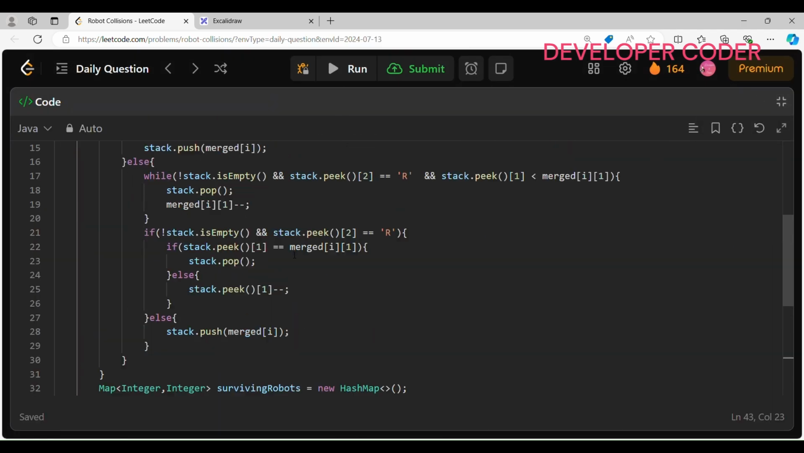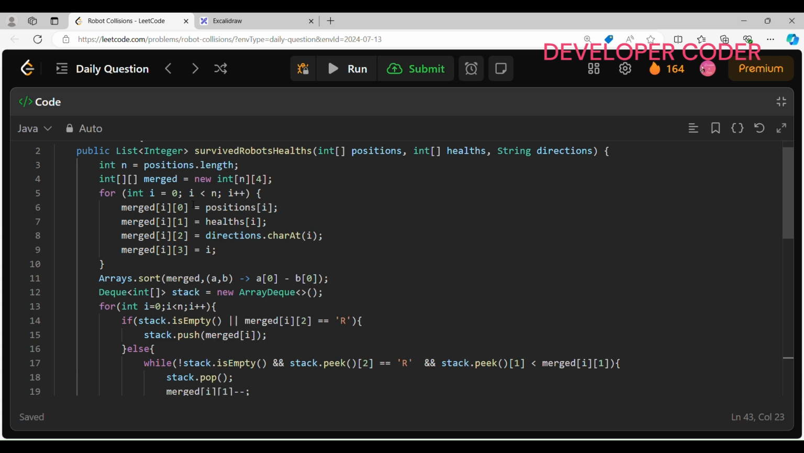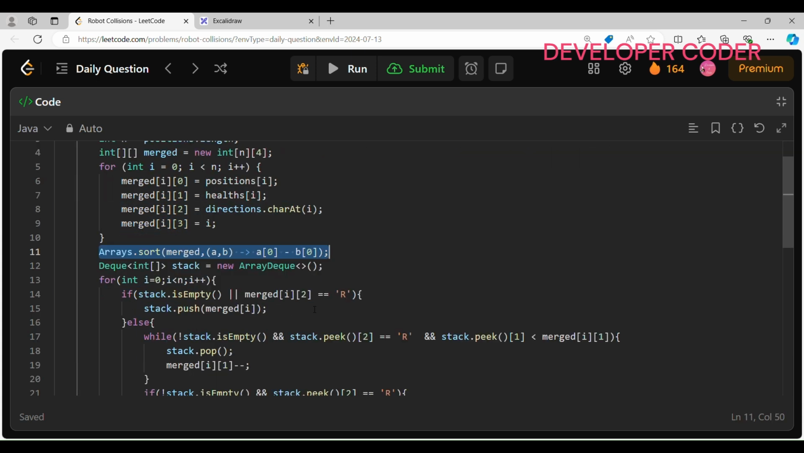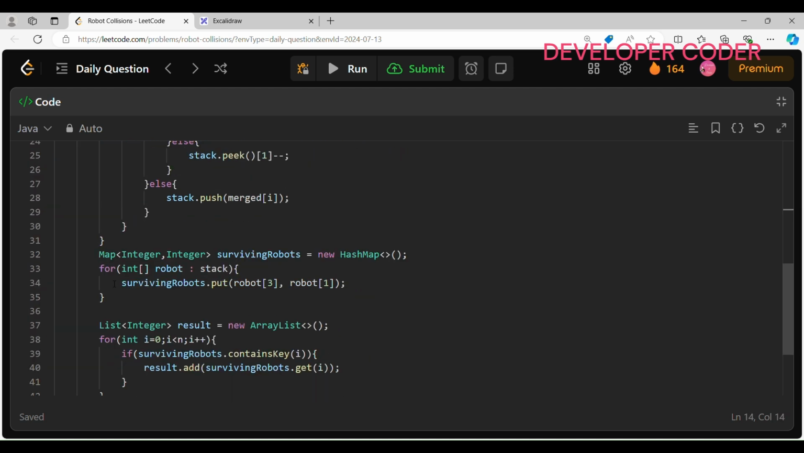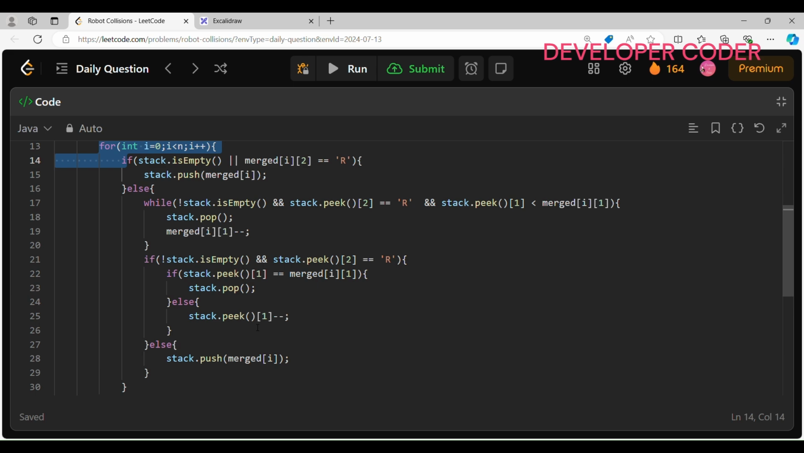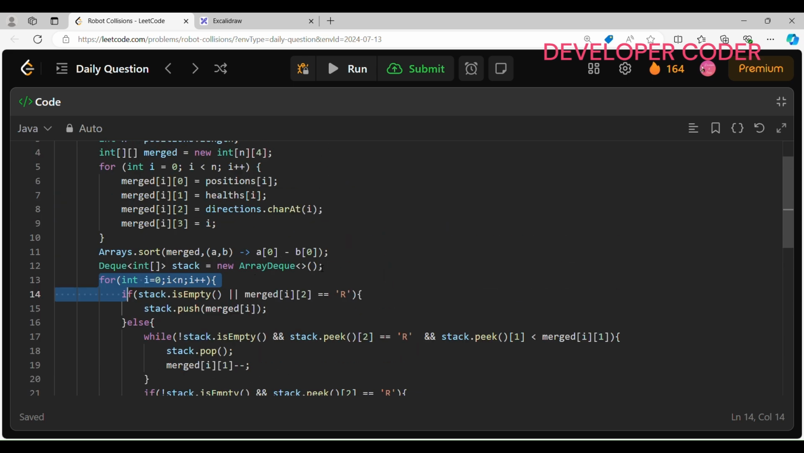So for this problem my time complexity: see, here O of n for this part, then I'm sorting, so O of n log n, then here again it is going to take O of n in this part, and here O of n, again O of n. So overall time complexity is going to be O of n log n, because of the sorting step, right?